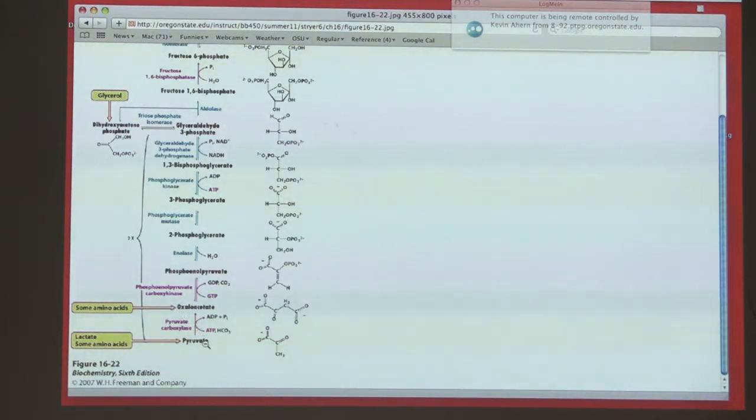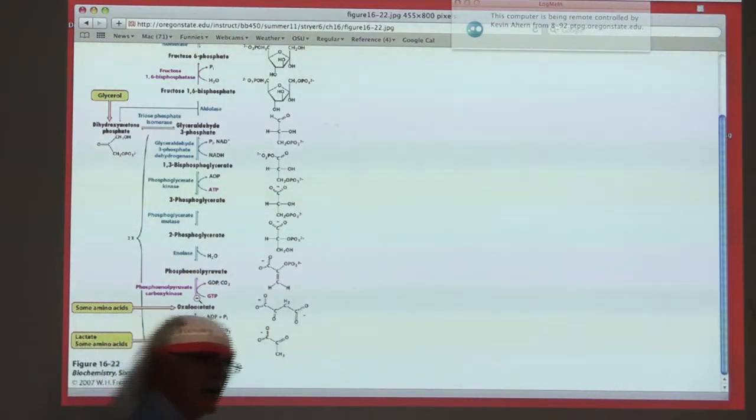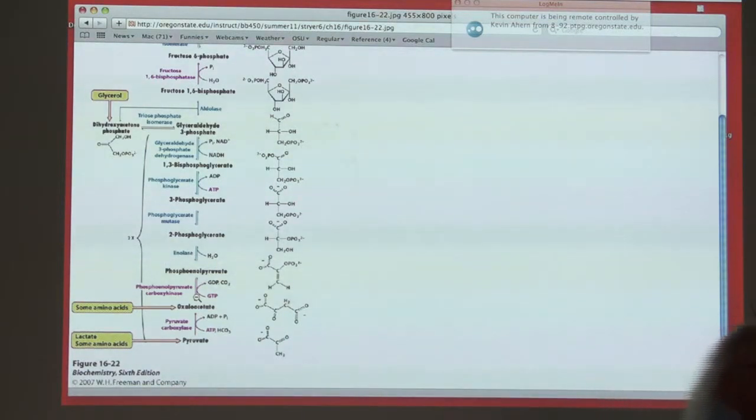Now, we've taken two reactions to get around that Big Bang reaction. One to make oxaloacetate, the second to make phosphoenolpyruvate, and it took two high-energy phosphates, one here and one here. GTP's energy is equivalent to that of ATP, okay? And so essentially we've used two triphosphates to get past that Big Bang reaction. That's a very important consideration.